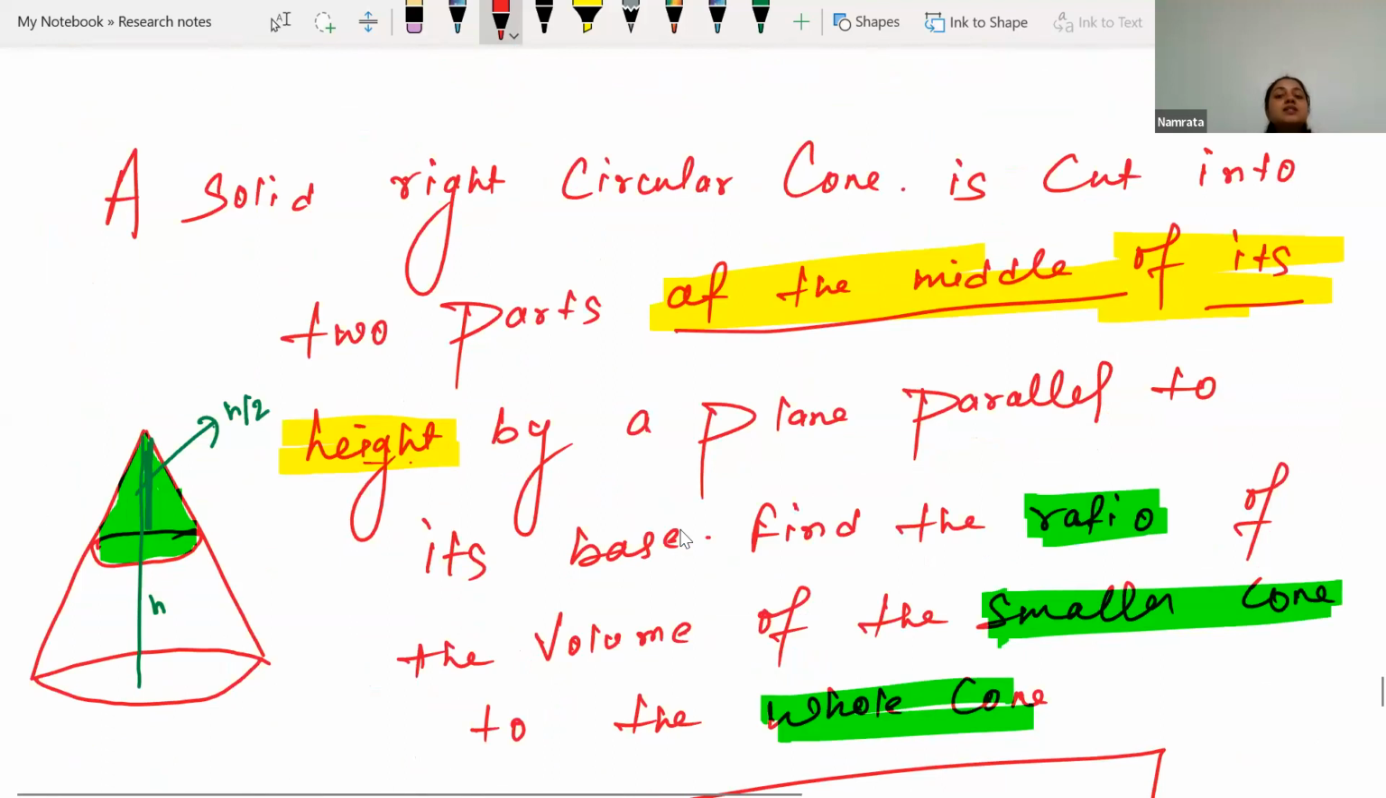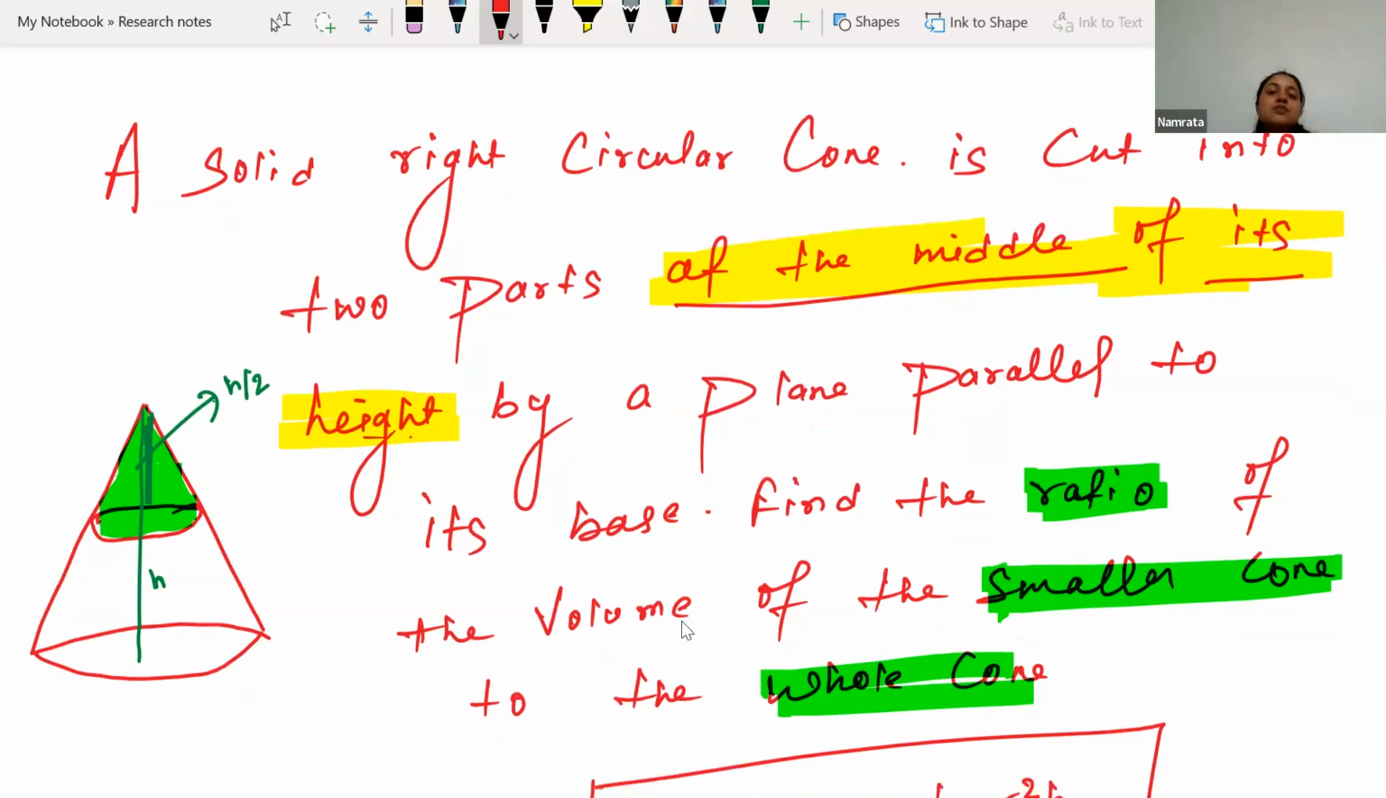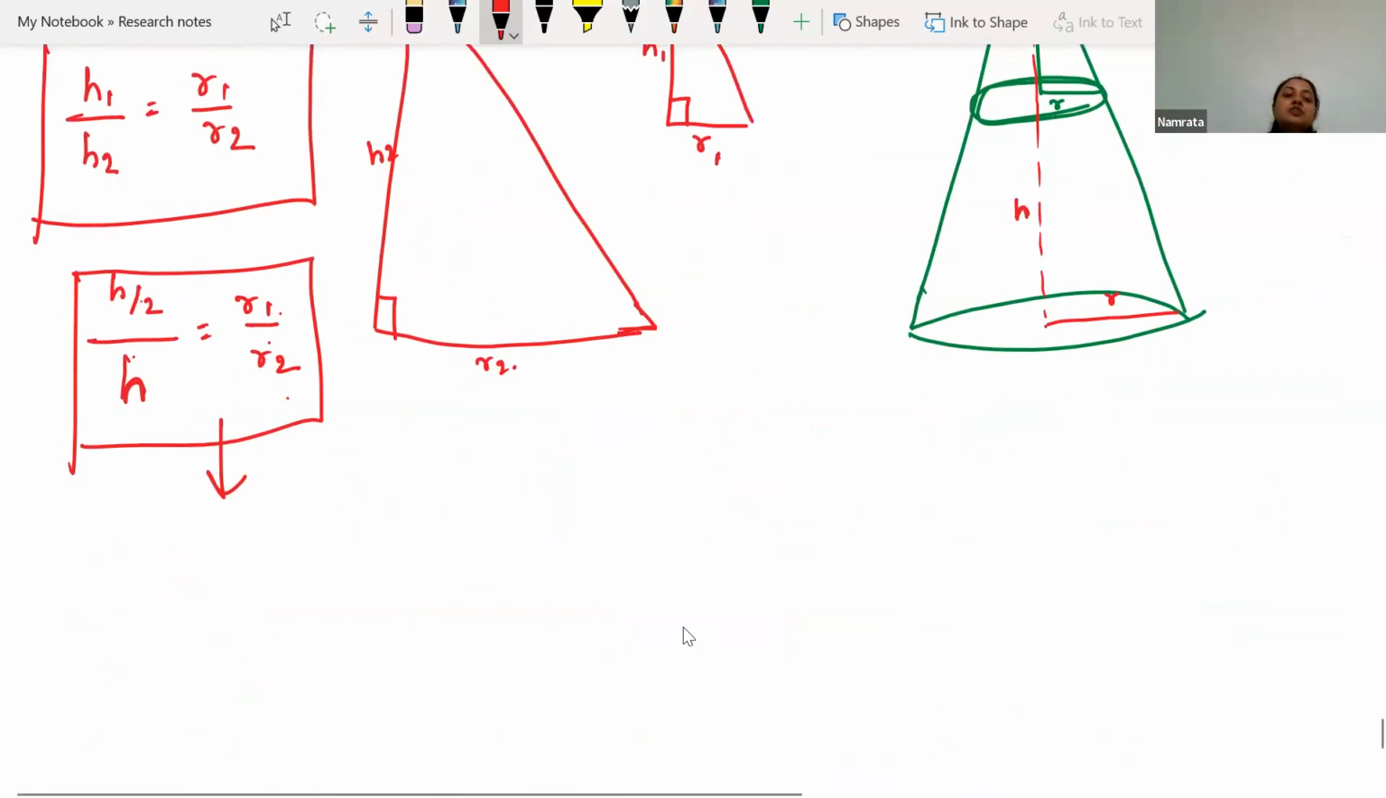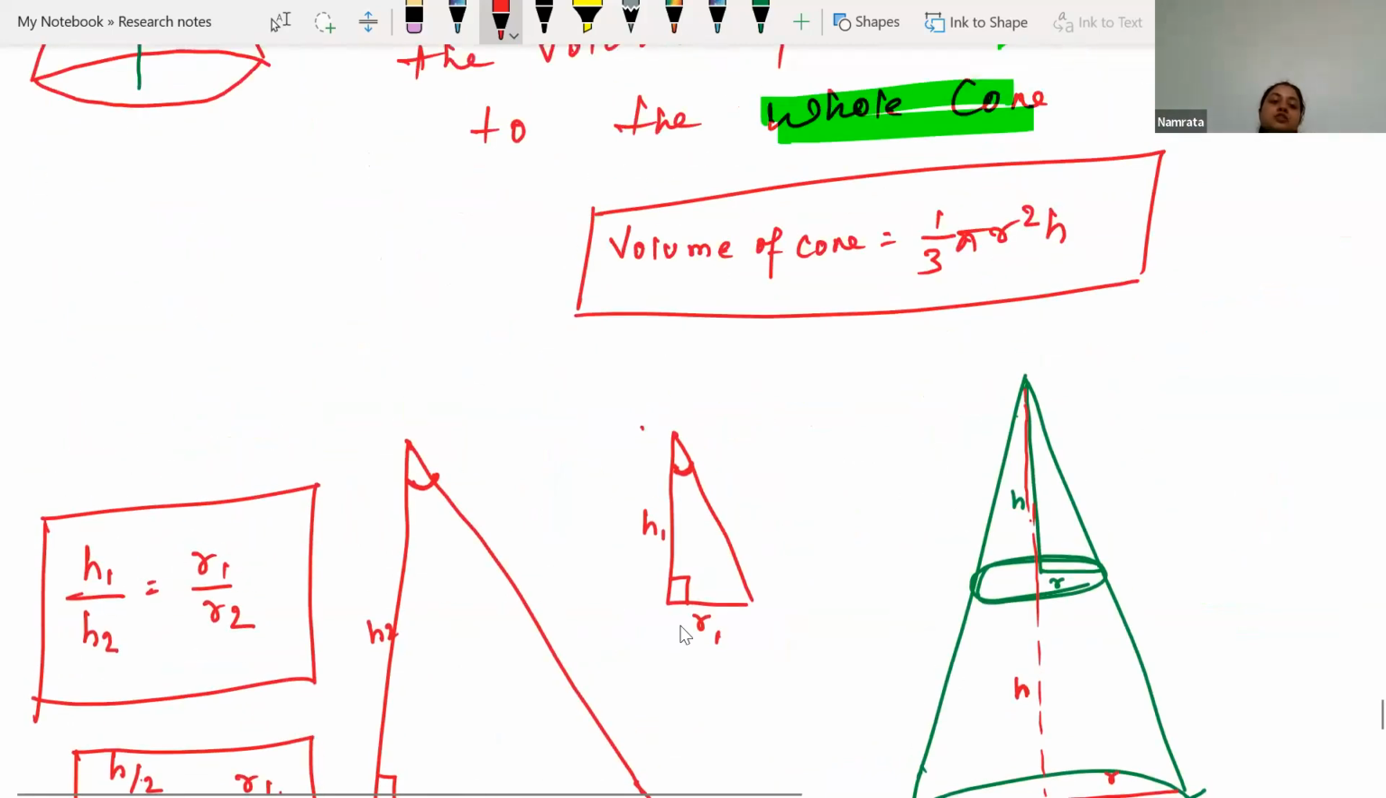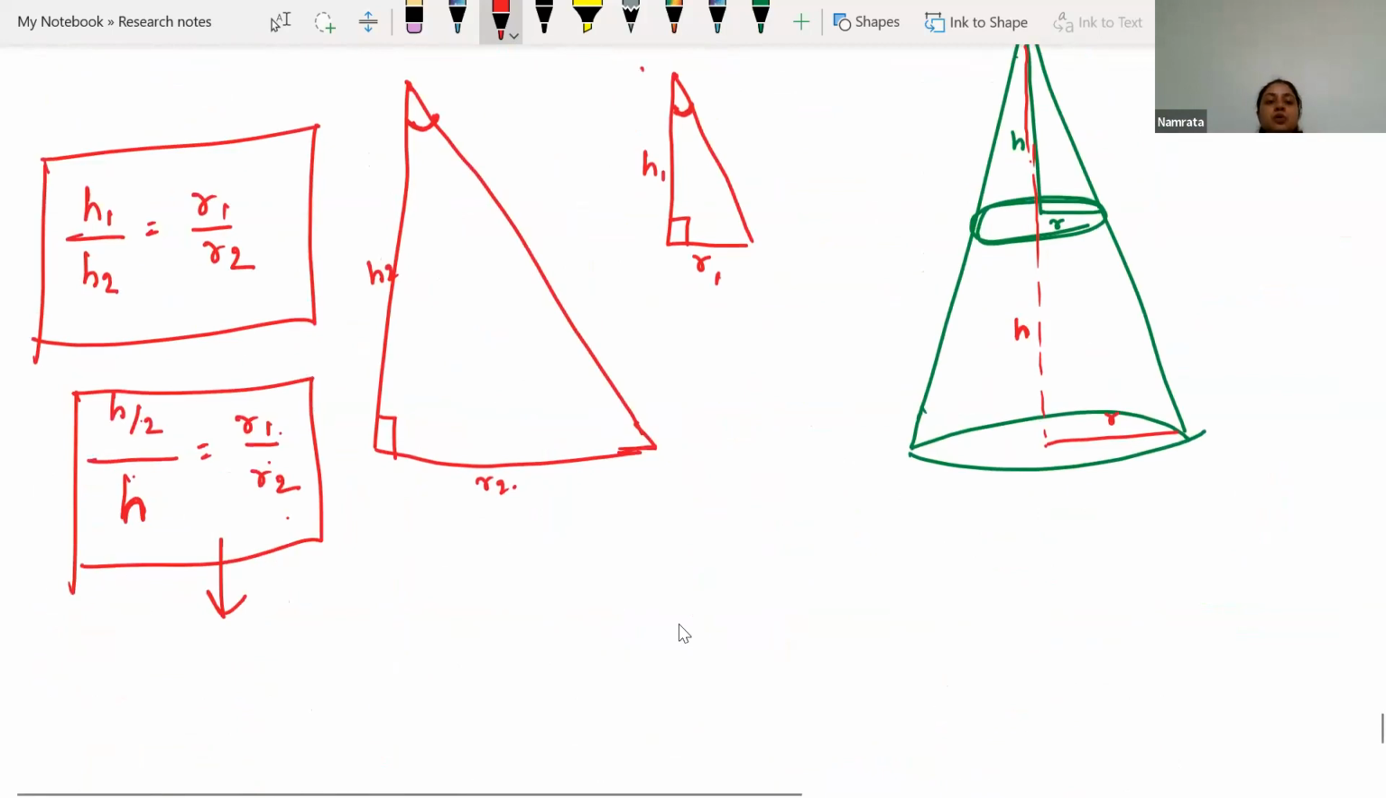The yellow part says that we are cutting at the middle of the height. So if the total height is h, the smaller one's height will be h by 2. If the total height is 10 centimeter, the smaller one's height will be 5 centimeter. If the total height is 20 centimeter, the smaller one will be 10 centimeter, because we are cutting from the half only. That's why we take the total height h2 as h and h1 as h by 2.